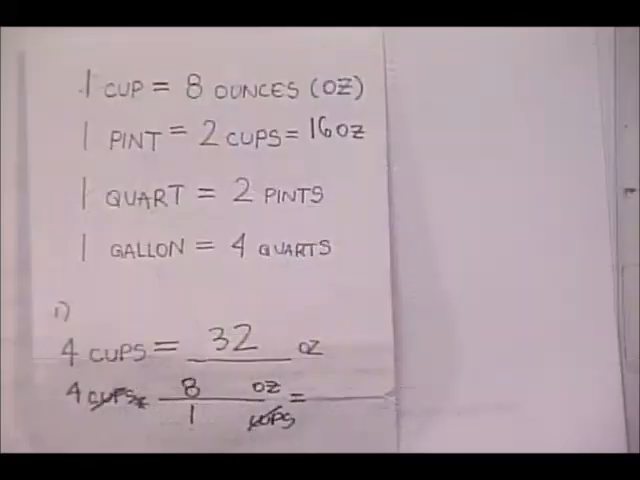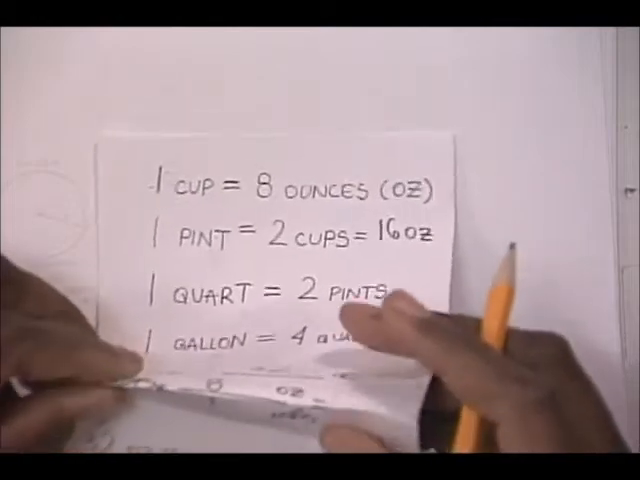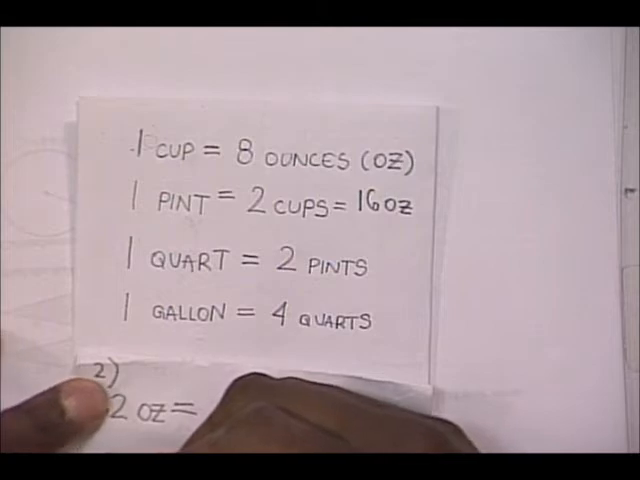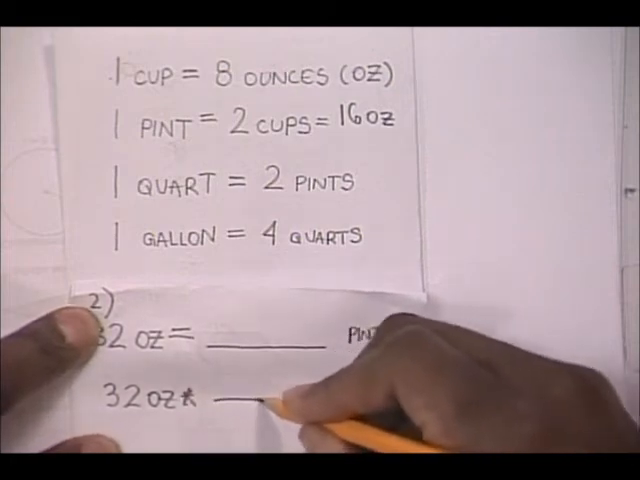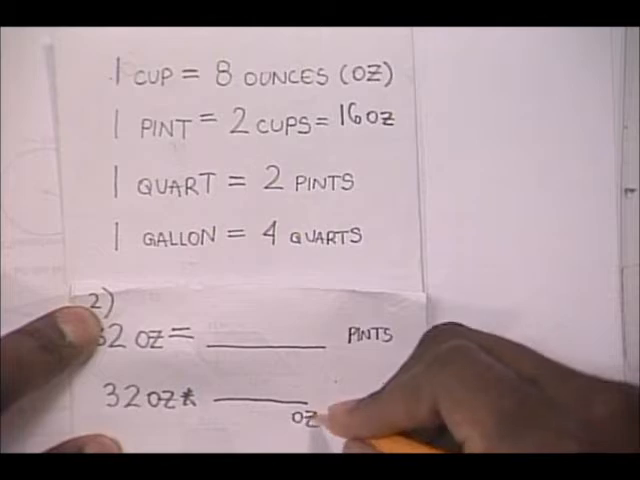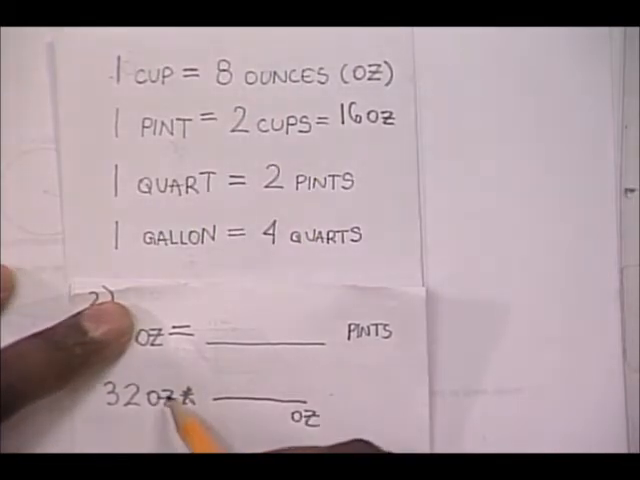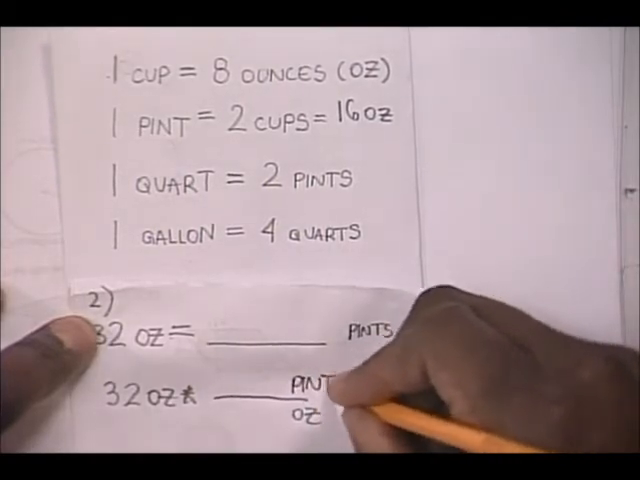Let's look at another problem. We got 32 ounces is equal to how many pints? All right, so let's attack that problem. You start with the 32 ounces. You got ounces up here, you're going to put ounces down there. So now you want to go from ounces to pints. Well, you're going to put pints right there.